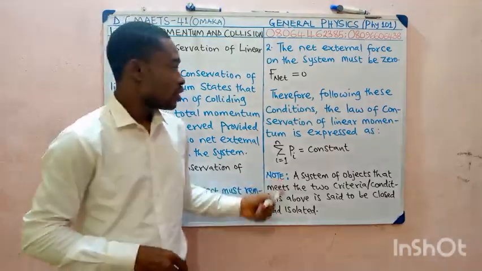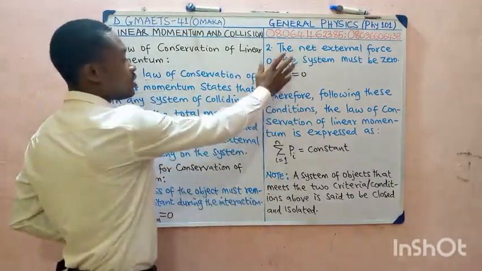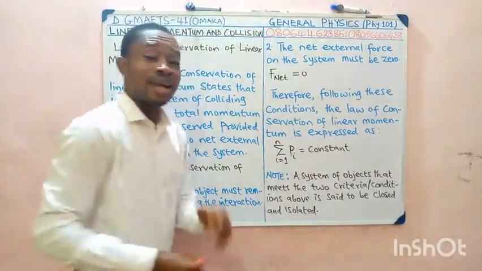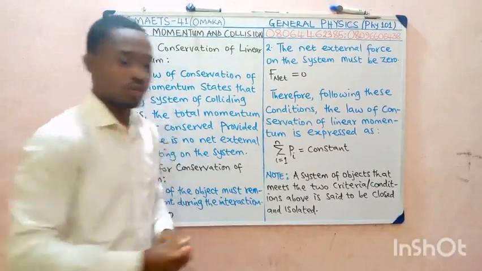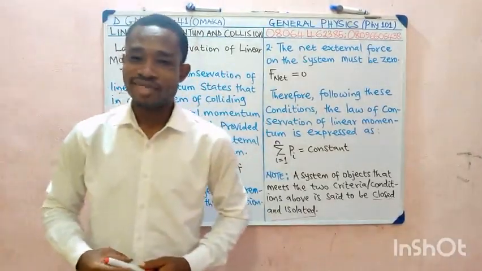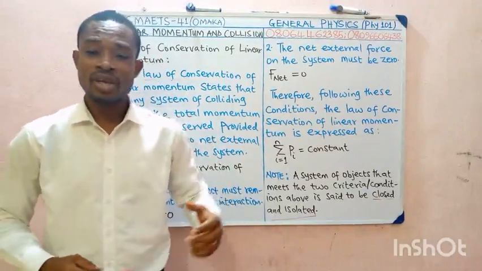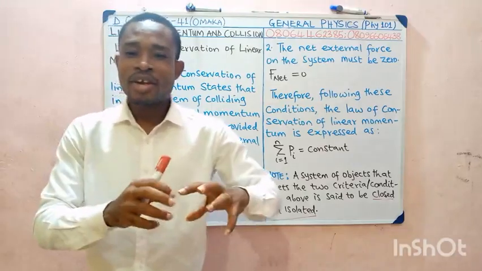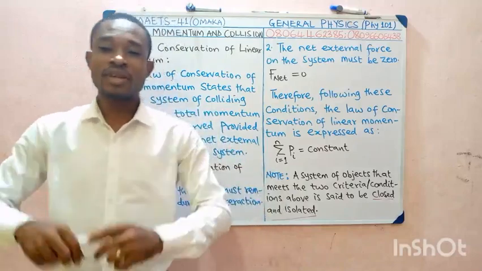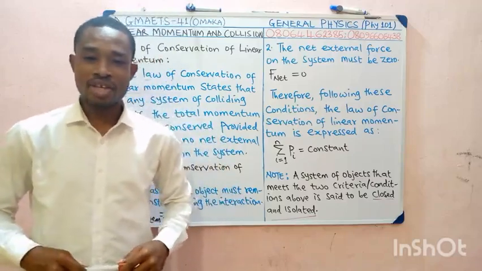Please note, if these two conditions are met, a system that meets these two conditions is known as an isolated system, and an isolated system is also closed. So such a system is known as an isolated and closed system. In the next video, we shall now establish the conservation of linear momentum theory as a law that is obtained or dependent on Newton's third law of motion, that action and reaction are opposite and equal.